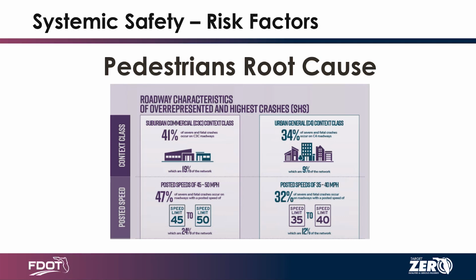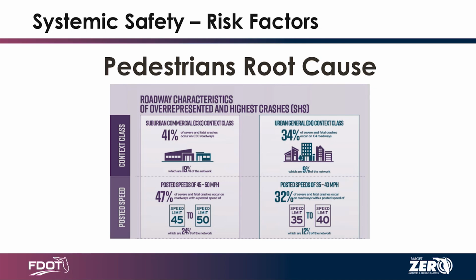So the suburban commercial context class is overrepresented. C4 is overrepresented. Posted speeds of 45 to 50, and then 35 to 40 are also overrepresented. So this is where we start to add the network in, right? This is where we start to look at the exposure. So with this, the C3Cs, you have 41% of your crashes happen on them. They're only 19% of the network. So you have a severe overrepresentation of the crashes in that area.